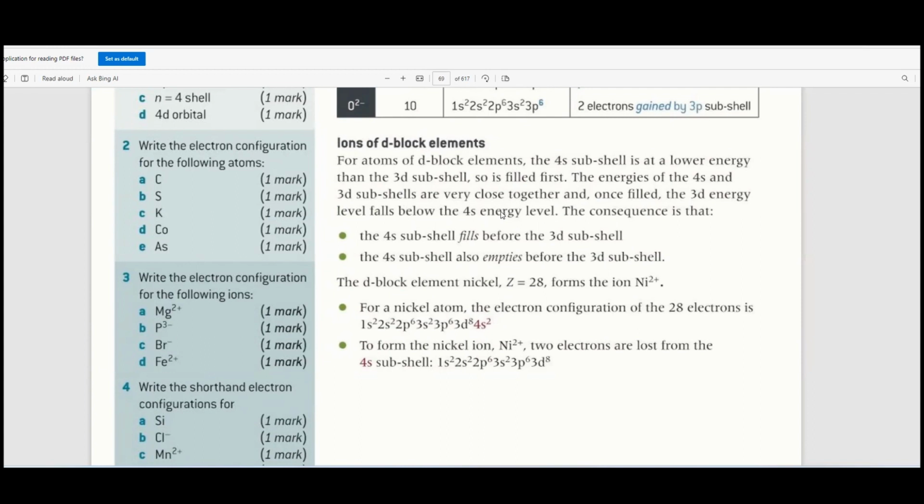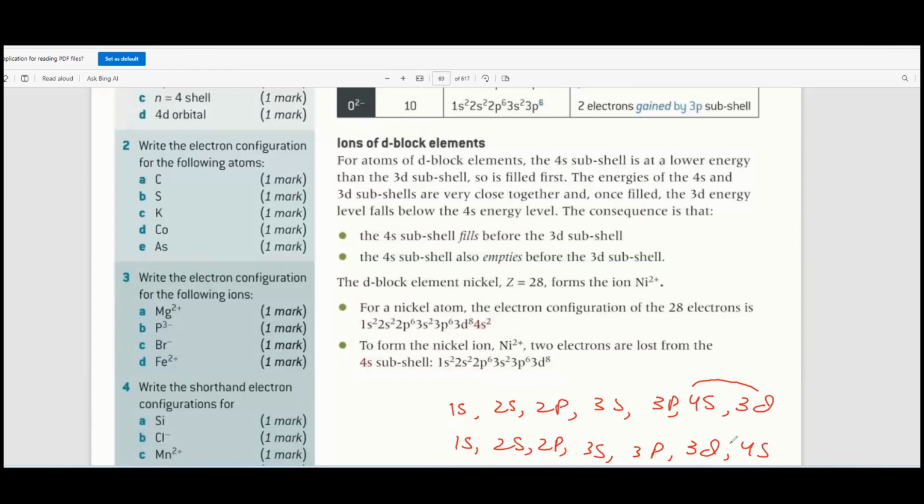So what happens is, when you are actually filling them, it is something like this: 1s, 2s, 2p, 3s, 3p, then 4s, and then 3d. So this is how you fill it. But once they are filled, it's no longer like this. It's like 1s, 2s, 2p, 3s, 3p, and 3d. When it is filled, it comes below 4s. Now 4s is at a higher energy level than 3d. So once it is filled, it comes down: 3p, 3d, and then 4s.